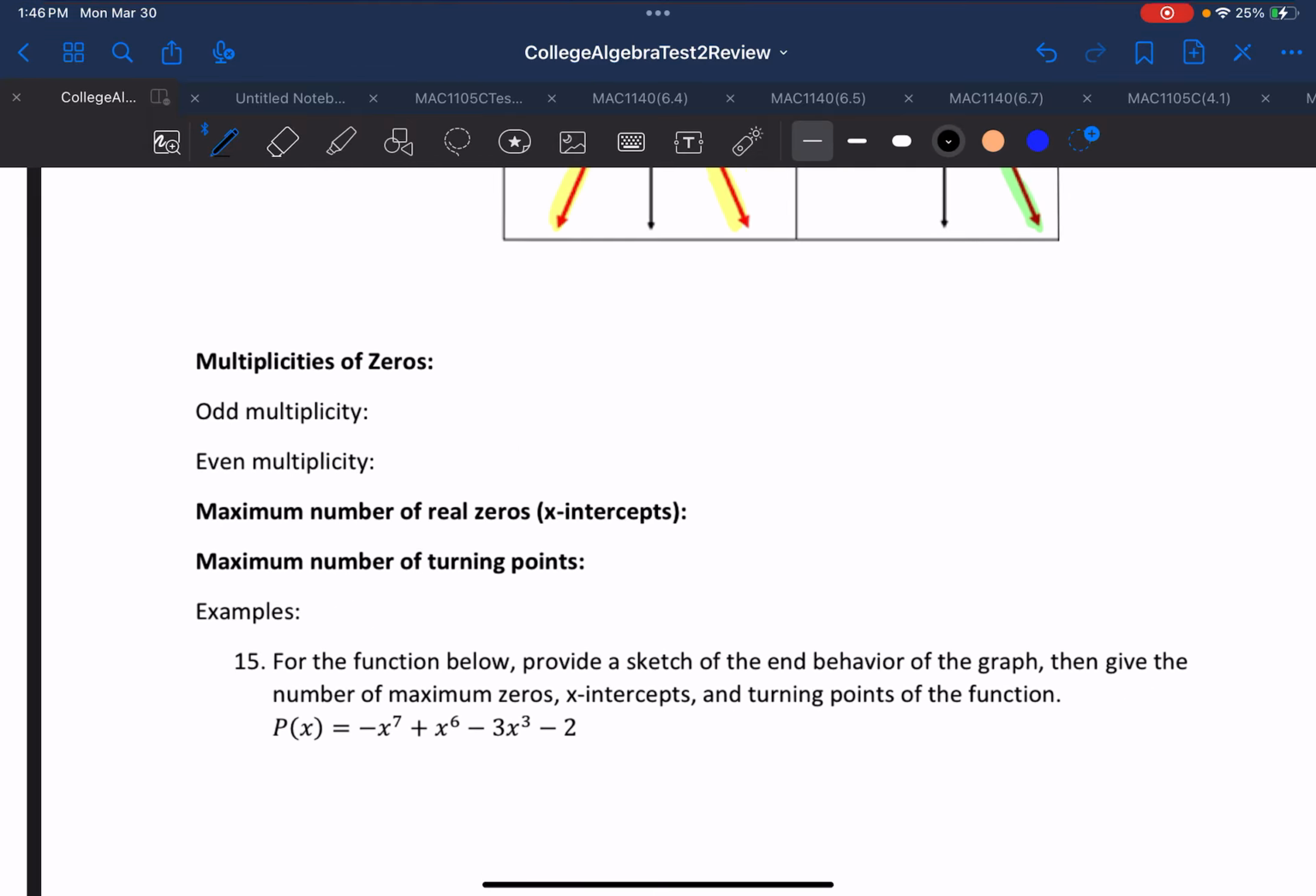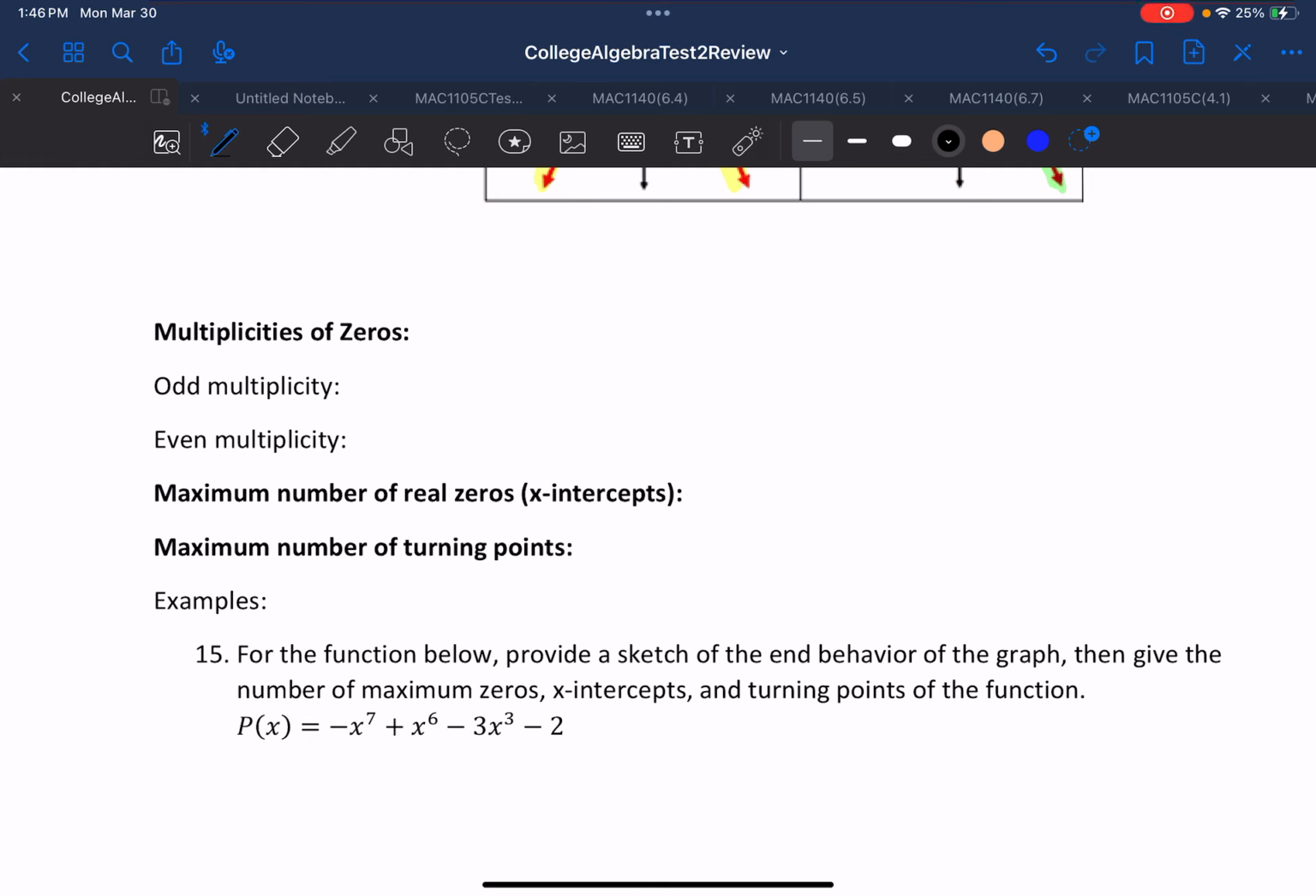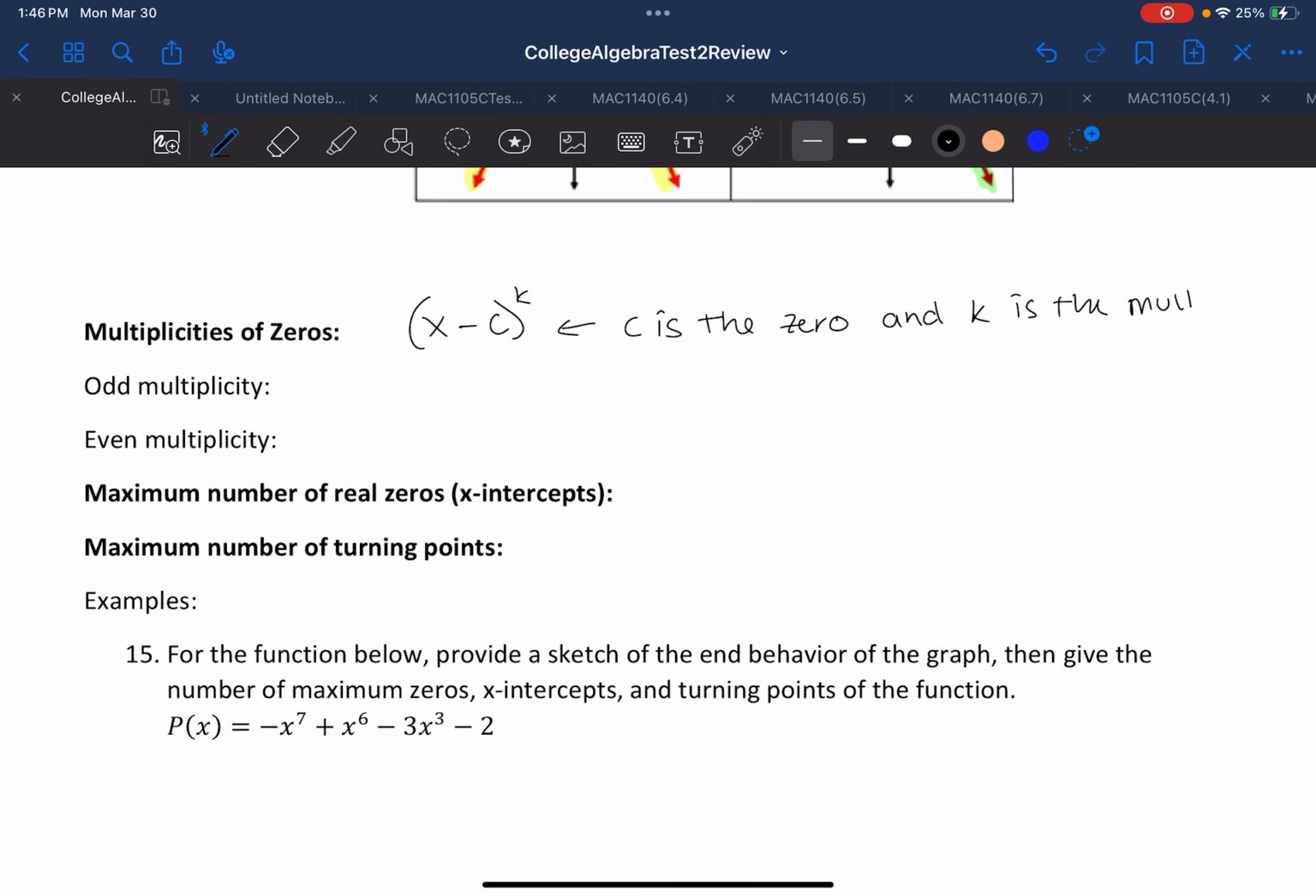All right, and then we also learned about multiplicity of zeros. So remember, once a function is in its factored form, then c is the 0, because c minus c makes that 0. And k is the multiplicity. So it's really just, the multiplicity is how many times a factor of a 0 occurs.